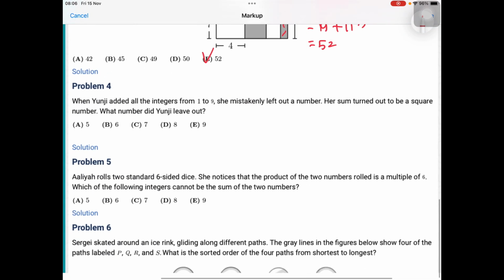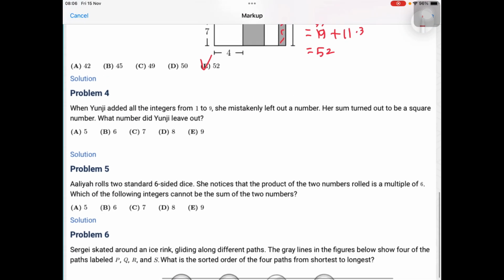Yunji added all the integers from 1 to 9. She mistakenly left out a number, and the sum turned out to be a square number. Okay, so if you remember, the sum of all integers from 1 to 10 is 55. You can use this quite a lot, so it's better to remember it. So this is 1 to 10. But here it says 1 to 9, so maybe it should be 45.